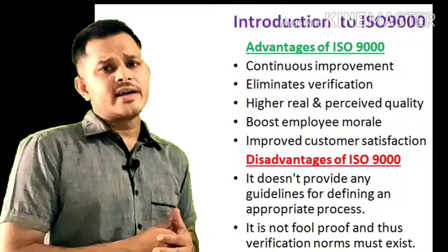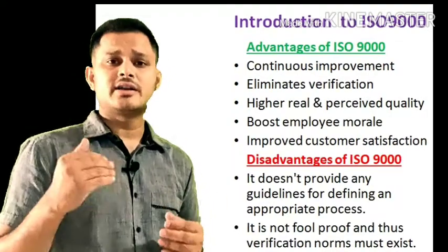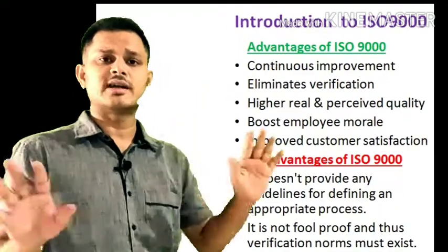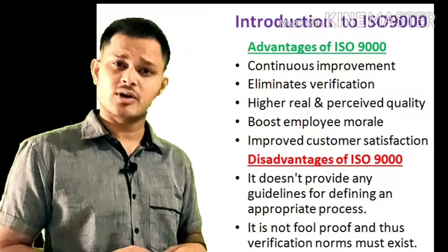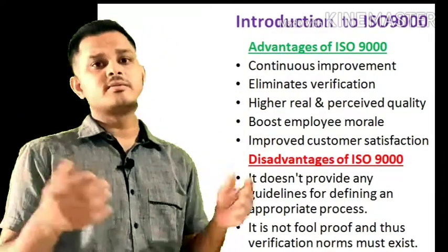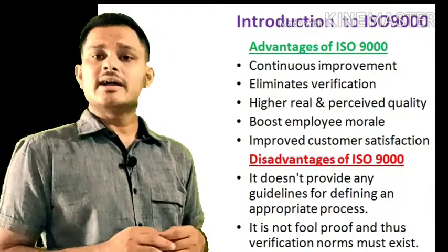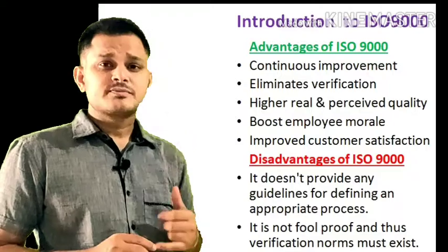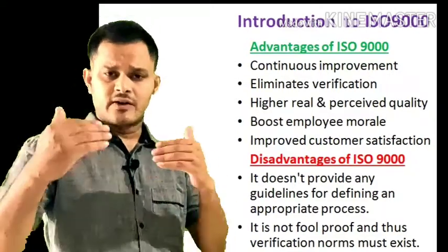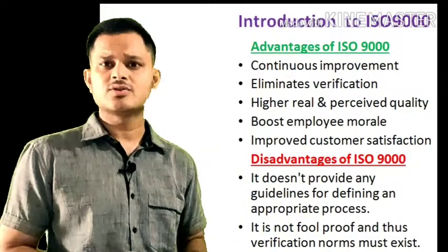The advantages of ISO 9000 are, first, continuous improvement. It continuously works for improvement. That means once the ISO certification is given, it is not that the company will always produce the same quality. It should improve the quality according to the demand of the market, so continuous improvement is a focus. It eliminates verifications. The products do not need to be verified a number of times. After a specific period the product has to be verified, because it is certified by ISO.